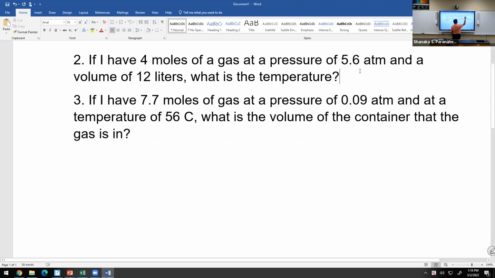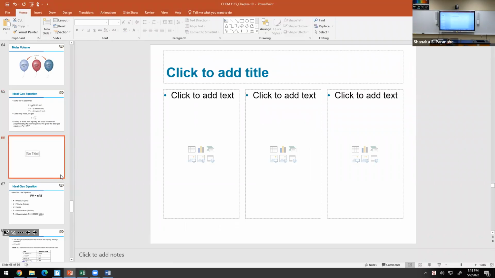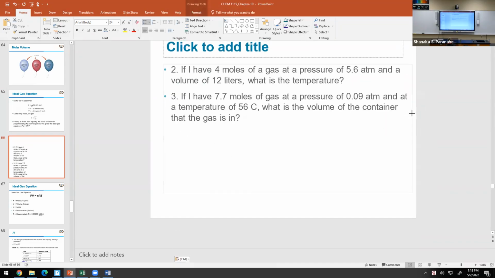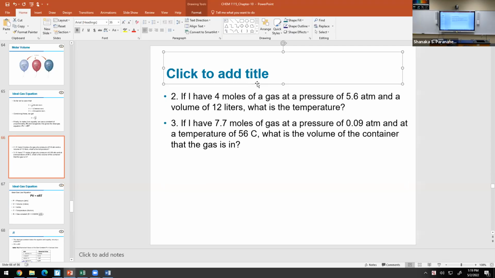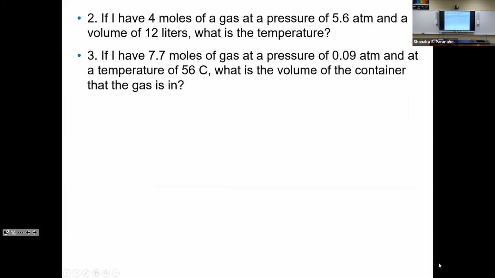What is the temperature in Celsius? Okay, so let's calculate from the Celsius temperature. What do you have to add to Celsius to make a Kelvin? It's 273.